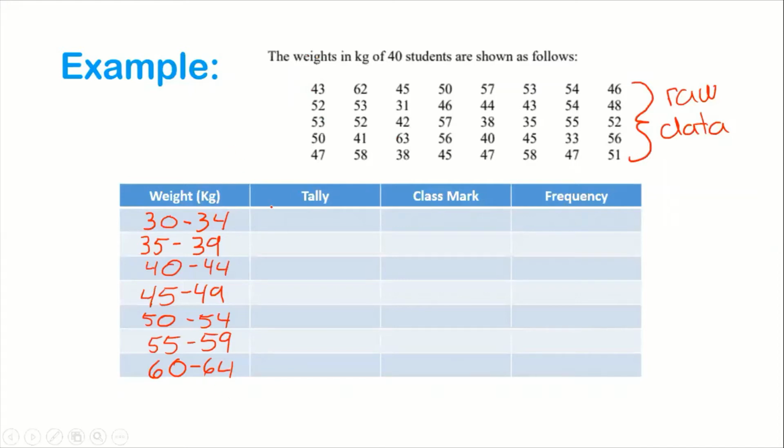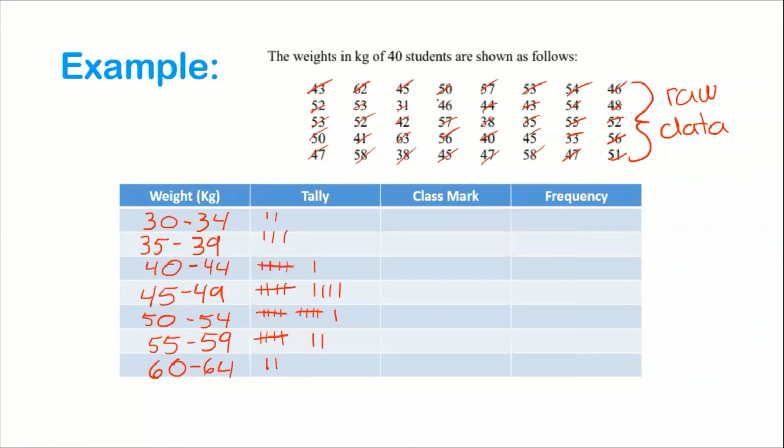Next, we want to create a tally. So we want to go through each data point and place them in one of the intervals. So let's go ahead and do so. 43, 62, 45, 50. Now I'm just going to restart when I have completed the tally. So the tally is now complete.